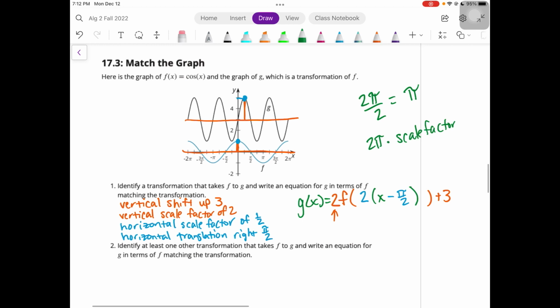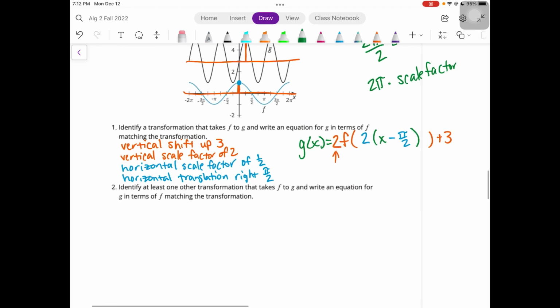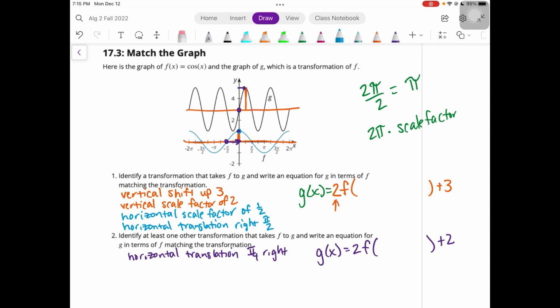All right, so let's take a look at another transformation. Okay, the 2 next to the x, right? And then this one should have the 2 outside, because when you look at that, if you were to distribute this, you get 2x minus pi over 2, which is the same thing as the previous one.